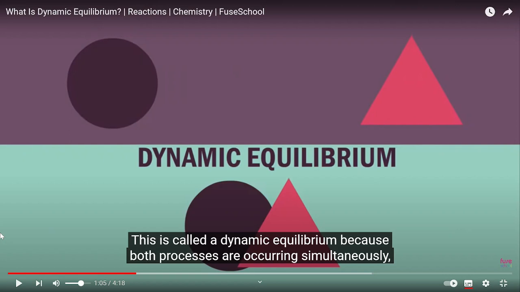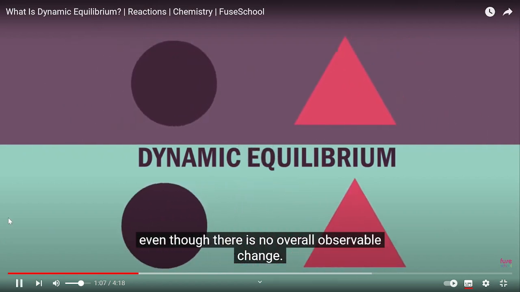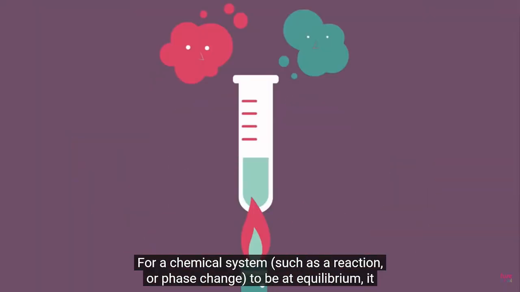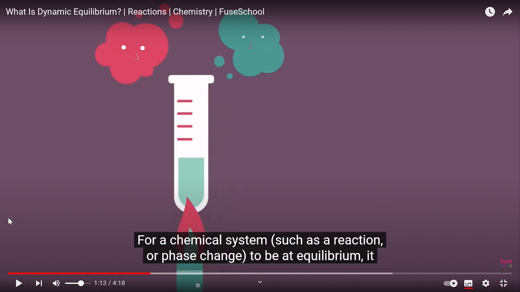Chemical equilibria is always dynamic. Those reactions are always continuing to occur. even though there is no overall observable change. For a chemical system, such as No overall observable change.